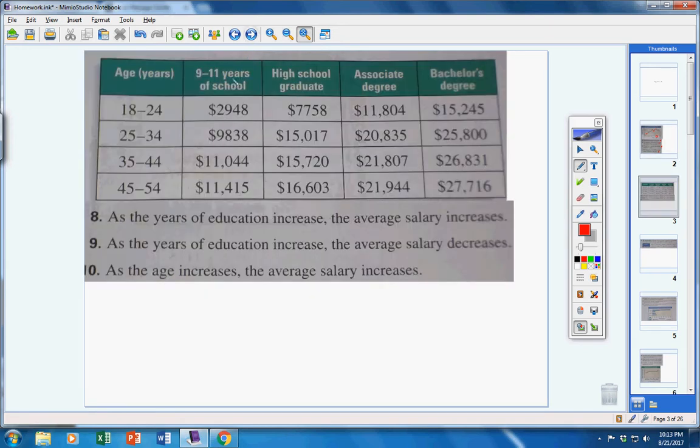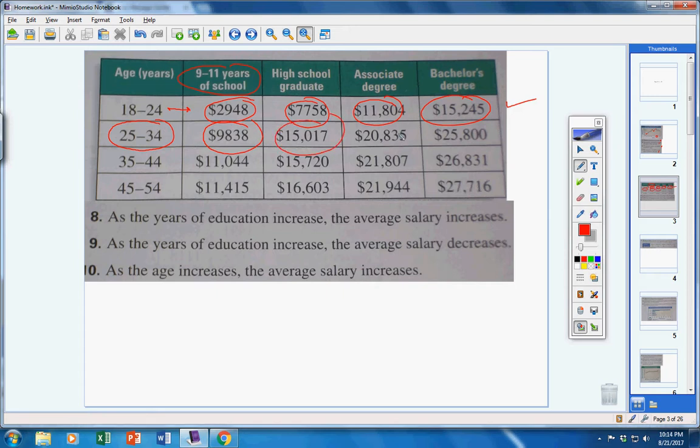Numbers 8 through 10, the directions say to use the given table to decide whether each statement is true or false. So here we go. Number 8, now be careful. Here's the age of certain people, and here's their education getting higher and higher. As the years of education increase, the salary also increases. Let's see. For an 18 to 24-year-old with this much education, they make around $3,000. Then it goes up. Then it goes up. Then it goes up. So far it's true.